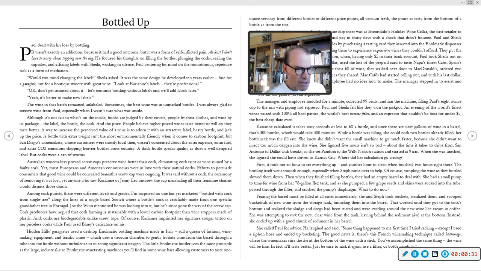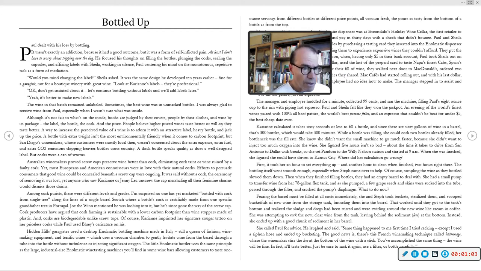"Would you mind changing the label?" Sheila asked. It was the same design he developed 10 years earlier, fine for a garagiste, not for a boutique winery with great wine. "Look at Carrie Ann's labels. They're professional." Okay, don't get irritated about it. "Let's continue bottling without labels, and we'll add labels later." "Yeah, it's better to make new labels." The wine in that batch remained unlabeled. Sometimes the best wine was in unmarked bottles.